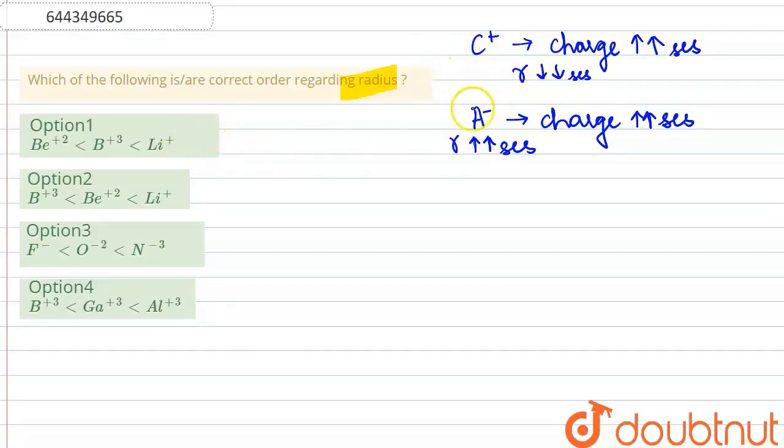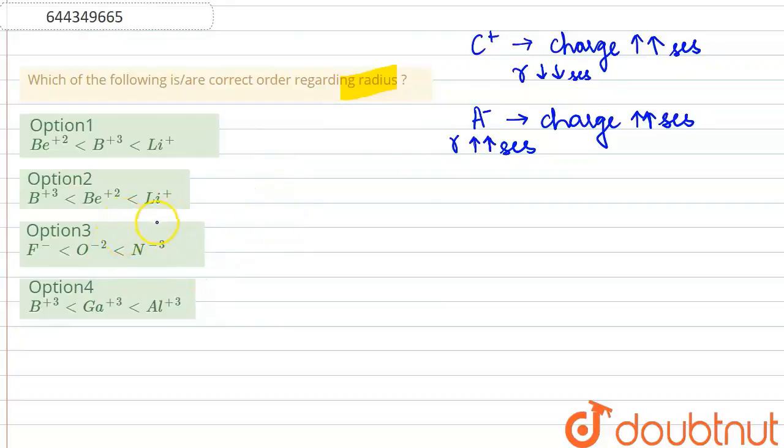So if I look at this particular explanation, option number 2 and option number 3 would both seem correct. In option number 2, lithium plus should be greater because of the lower charge it is carrying, and then we have beryllium plus 2 and beryllium plus 3. In option number 3, all the anions have been arranged in increasing order of their charge, and I just said that as the charge increases the radius should also increase, but both these options are actually incorrect.